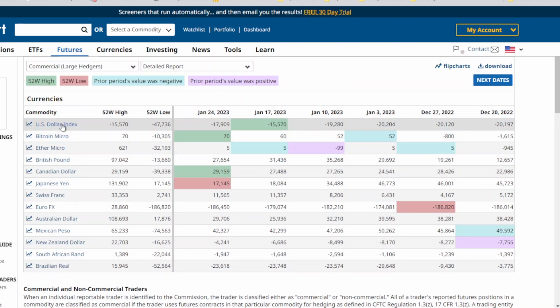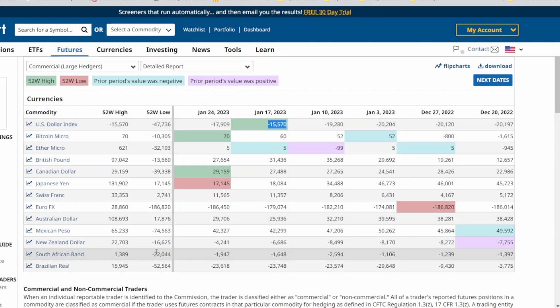If we look at the US dollar index, we see that this is the highest amount of long positions they have ever had on in the last 1 year. That's the highest amount of long positions, even though they are still net shorts, that is, they still have more shorts than longs. But the fact that they are opening the highest amount of longs they've had on in the last 1 year is significant for the US dollar index. It's very significant.